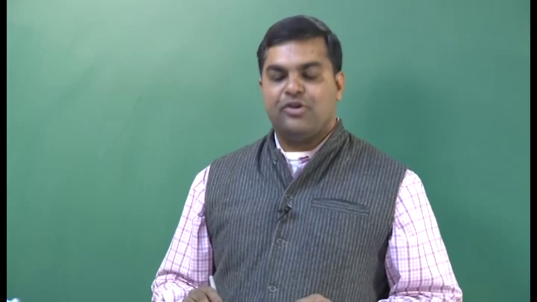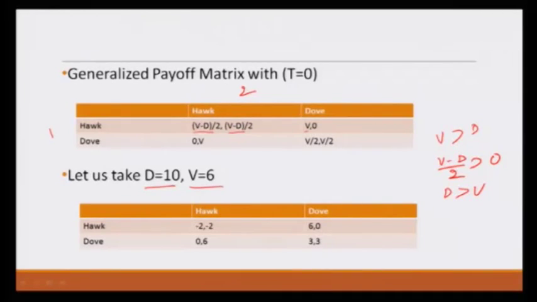Why? Because very clearly, if D is greater than V, then none of the players has any dominant strategy. Let us look at it. If player 2 is playing hawk, then player 1 is better off playing dove. Why? Because 0 is greater than (V minus D)/2. And if the second player is playing dove, then the first player is better off playing hawk and getting V. So in one case hawk is the better response, in the other case dove is the better response. So player 1 doesn't have a dominant strategy.